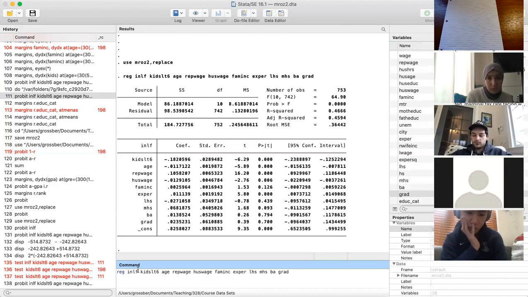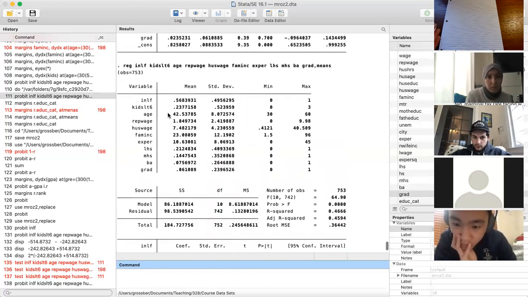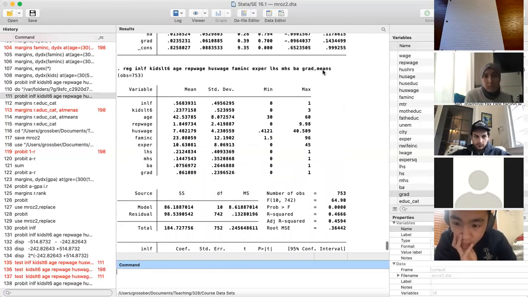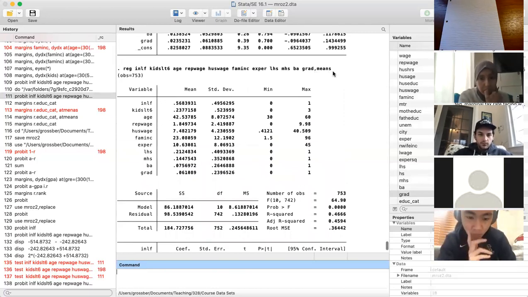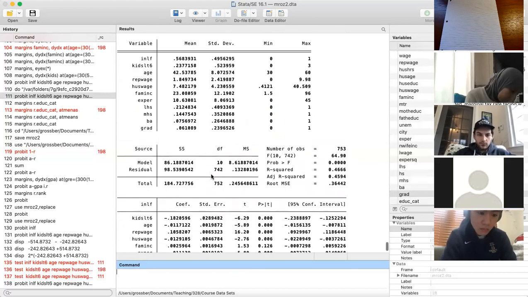Actually, you know what? If I do that, you can see the means of each of those variables up here. I think we've talked about that before. When you do an OLS regression, if you just add this option means, it'll put the means of the variables in your regression. It will show those.